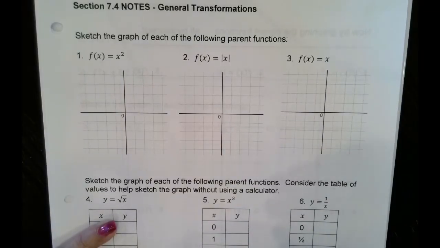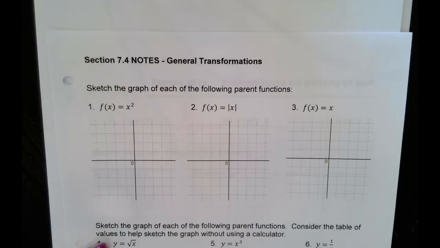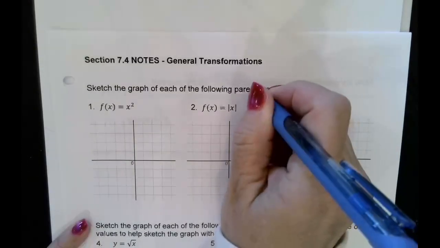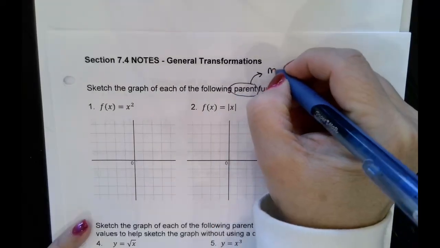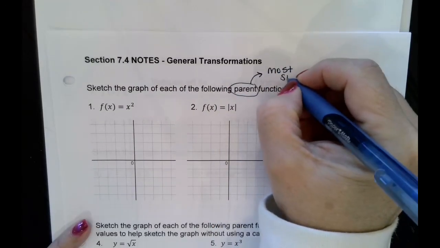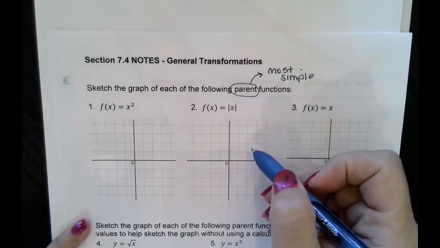All right, what we're going to do in this lesson, this is 7.4, is we're going to talk about general transformations of all of the parent functions that we're going to talk about in Algebra 2. And when I talk about parent function, a parent function is the most simple form. So it's the most simplistic form that you're going to have of everything.